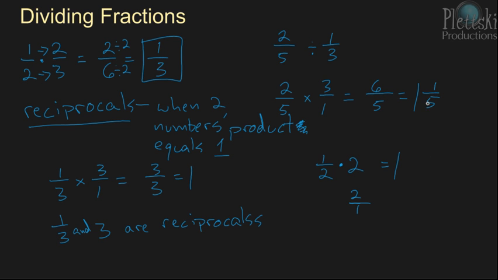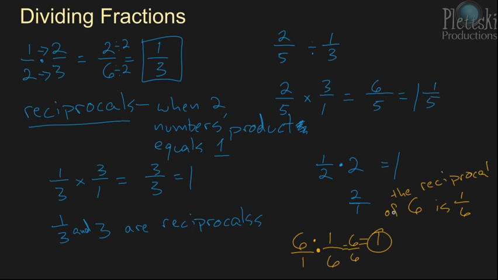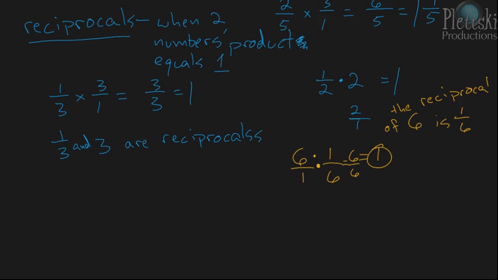Now another example could be, what is the reciprocal of 6? Well, what times 6 equals 1? Well, the answer is, and picture 6 as 6/1. And then to take the reciprocal, you just flip that fraction upside down. So it'll be 1/6. And you'll multiply 6/1 times 1/6, and you'll get 6/6, which equals 1. So the reciprocal of 6 is 1/6. So that's what reciprocal is.